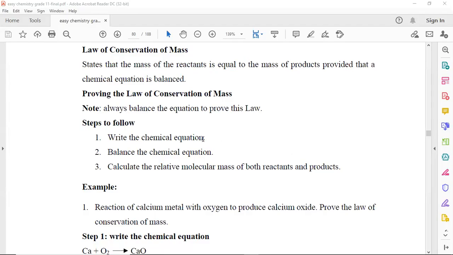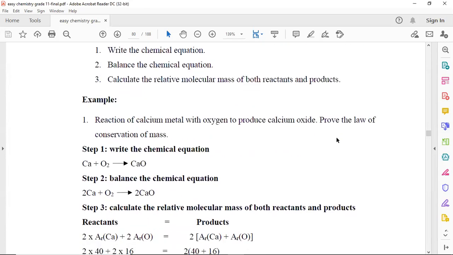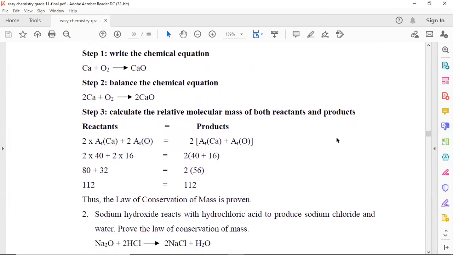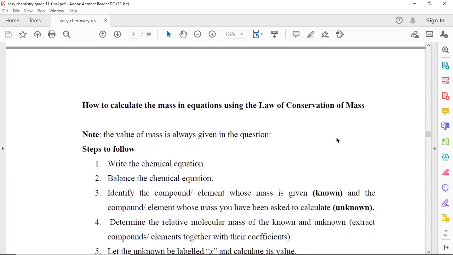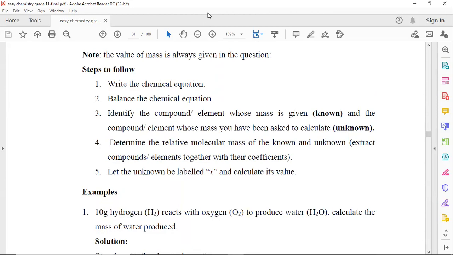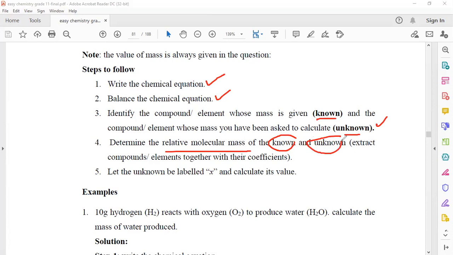Law of conservation of mass, just stating what it means, and then what is the procedure, what is the requirement. You can prove the law of conservation of mass by balancing the equation. Then you find the mass of the reactants and the mass of the products, and you find that they're always equal. When using the law of conservation of mass, if the equation is not provided, write the equation, balance the equation, identify the known, identify the unknown, find their relative molecular mass, for the known and for the unknown, then you can proceed to find the value of x.